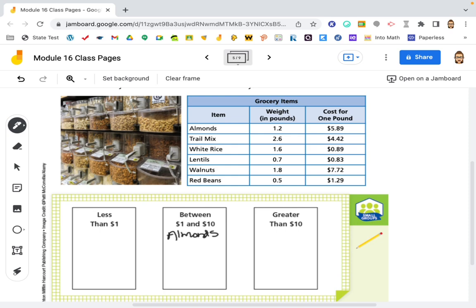So trail mix. We have 2 6/10 times 4 and 42 hundredths. Well, we need two of those, so that's going to put us at about $9 and then another 6/10. So that means trail mix is going to end up being greater than $10. White rice, we have 1 6/10 times 89 hundredths, so we're almost doubling that, so it's going to be between $1 and $10.